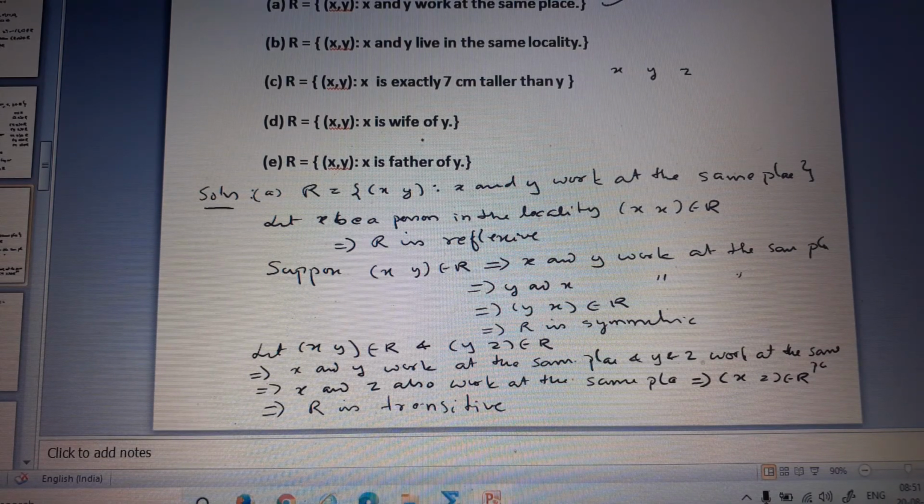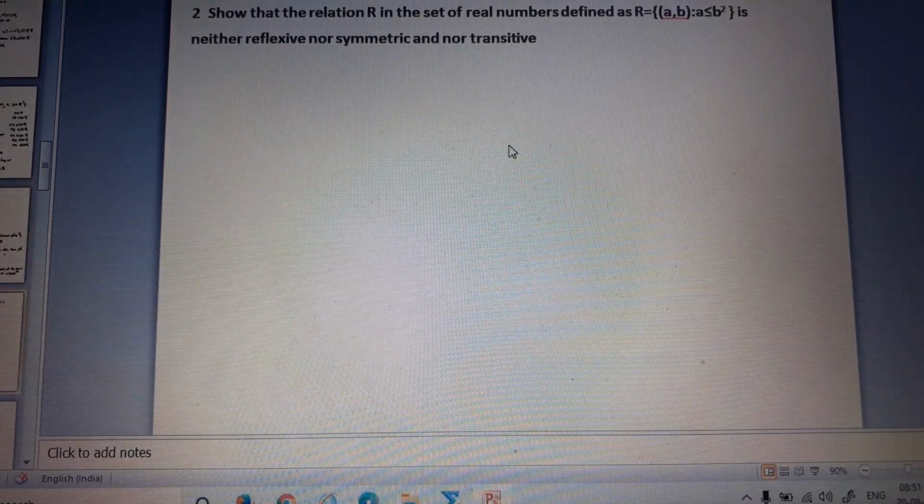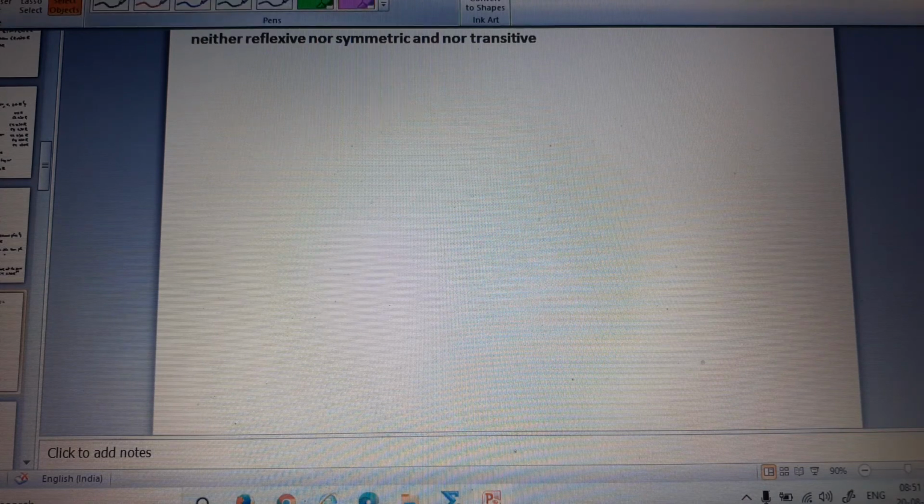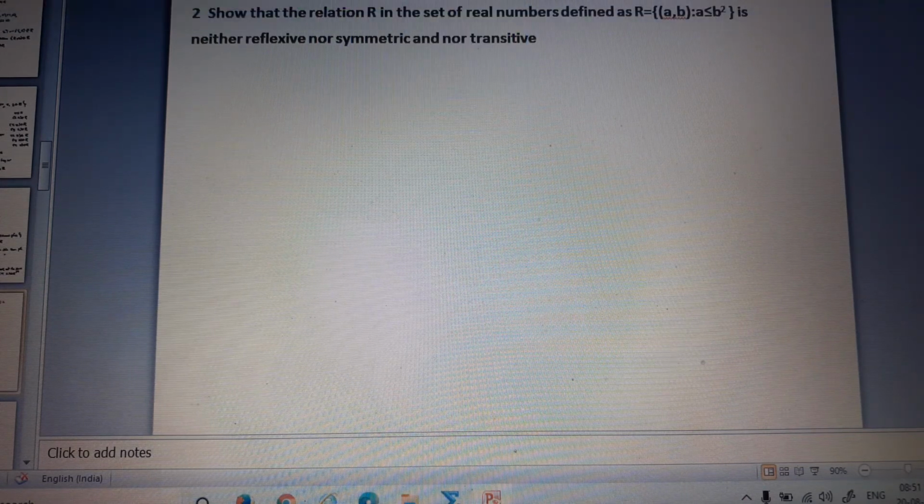This you can check. So this is actually the last question in the first section. Now let us take the next question, the second main question. Show that the relation R in the set of real numbers defined as aRb is neither reflexive nor symmetric nor transitive. That means you have to prove this R is not reflexive first.